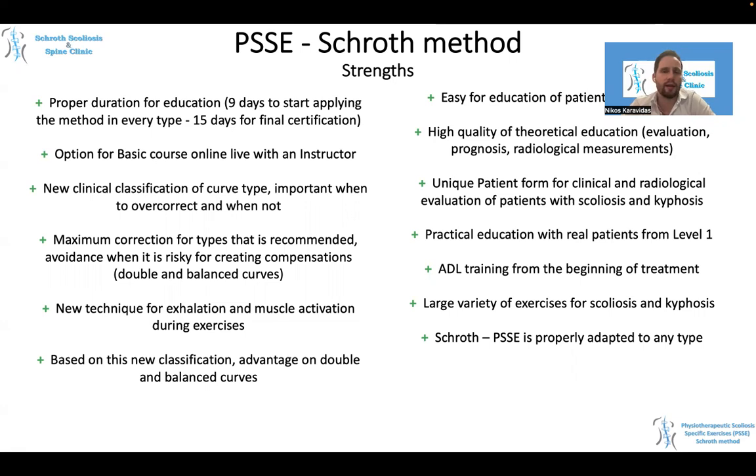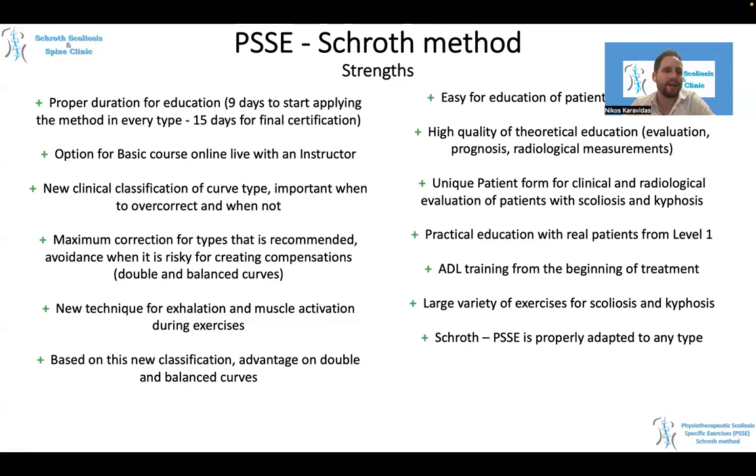Another strength is that in our school, we will give the option for the basic course to be online, but with a teacher, not with some videos on the web. There should be an instructor, so that the participants can ask questions and have a better quality of education.